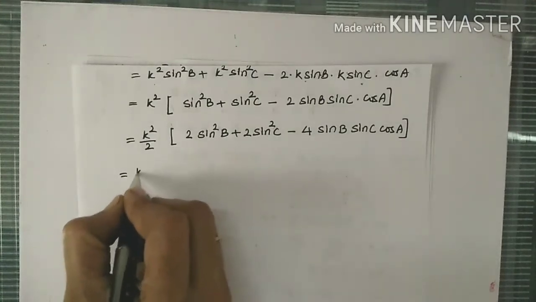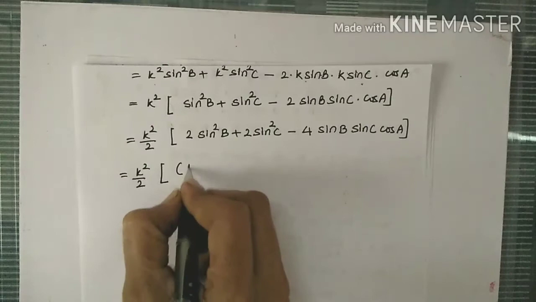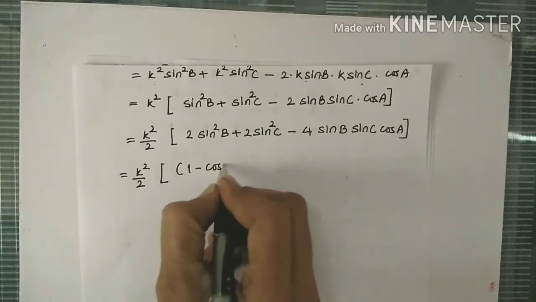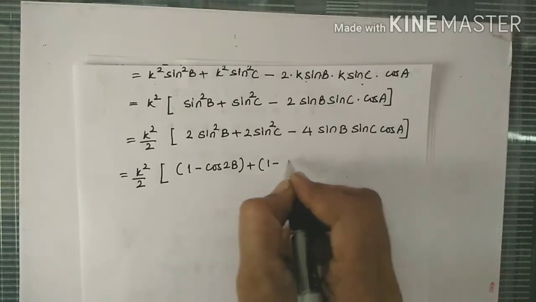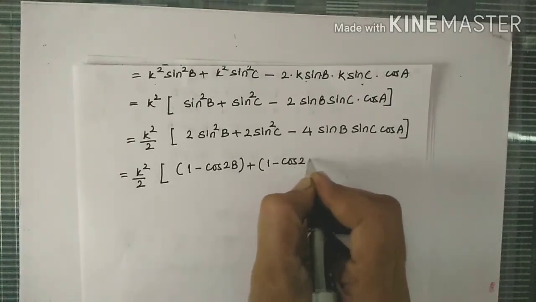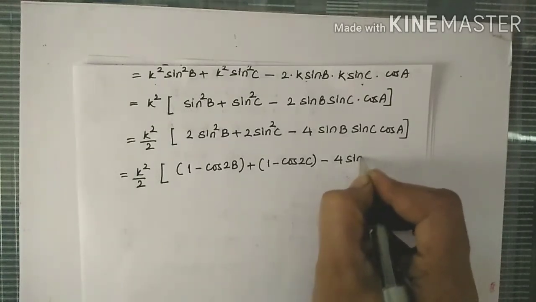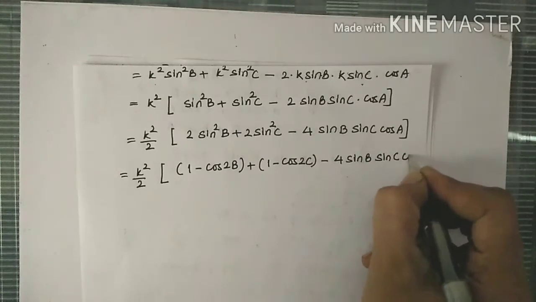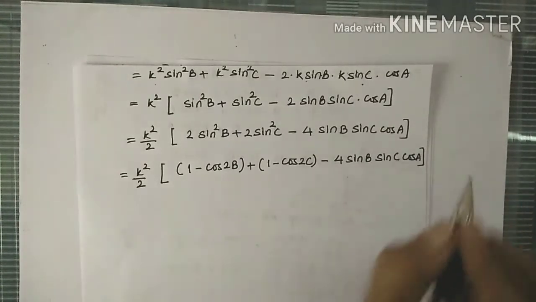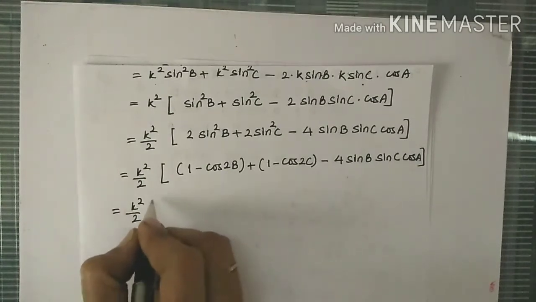So that is K square by 2. 2 sine square B is 1 minus cos of 2B. 2 sine square C is 1 minus cos of 2C. And let this term be as it is: 4 sine B sine C cos of A. Now this is K square by 2.